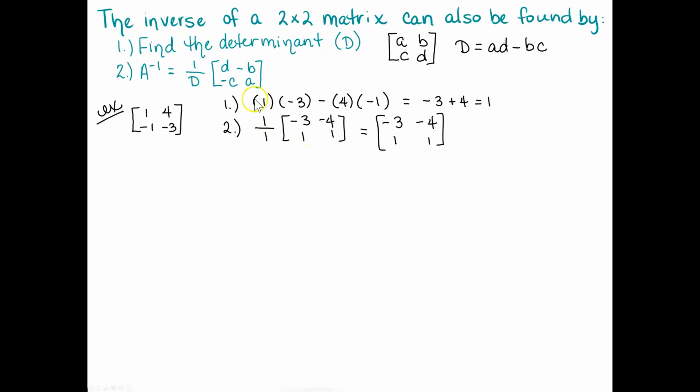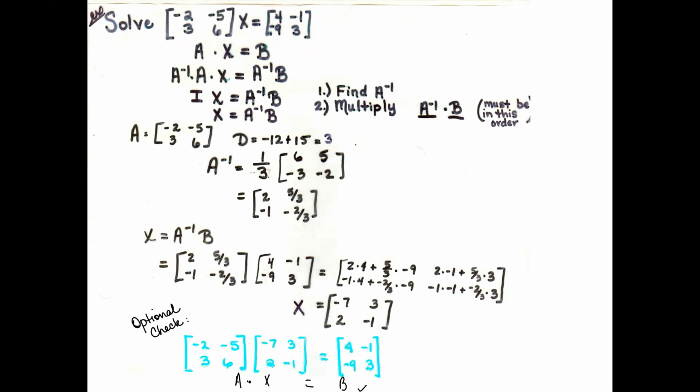Now the only other thing we need to do is multiply that by 1 over D. What's D? Well, D is AD minus BC. It's just the main diagonal minus the alternate diagonal. So for us, it would be 1 times negative 3 minus 4 times negative 1. So that would give us negative 3 plus 4, or 1. So it's 1 over the D value times the jumbled matrix. Again, whichever one you like better, two different ways of doing the same thing, doesn't matter which way you do it.